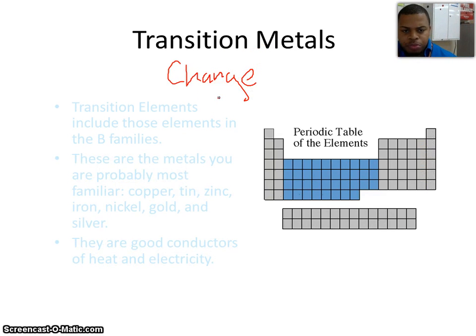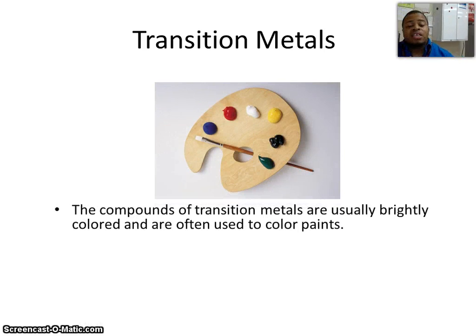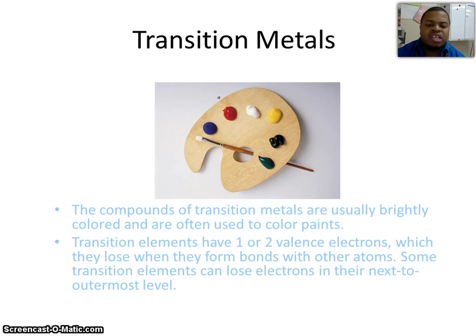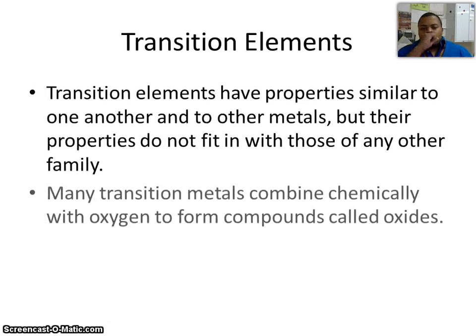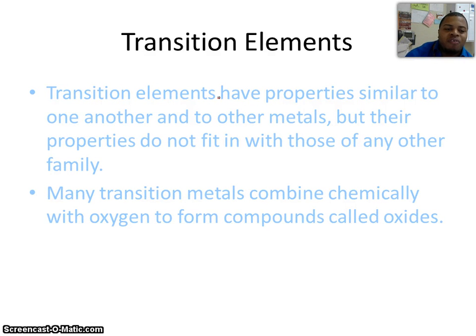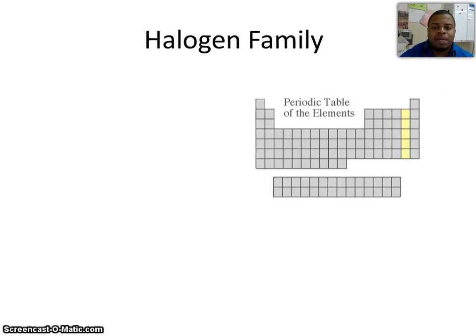Now, a lot of these metals are actually going to be used by artists to color different paints or to form different compounds, to do all these amazing things. They all have properties that are similar to other metals, but they don't all fit within one specific family. So you're going to see variation and similarities across a wide range, but there's such a large group that we couldn't necessarily fit them all into one long column. Now, when these metals combine with oxygen, we're going to say they form oxides, metal oxides. But we'll talk about that in a little bit.